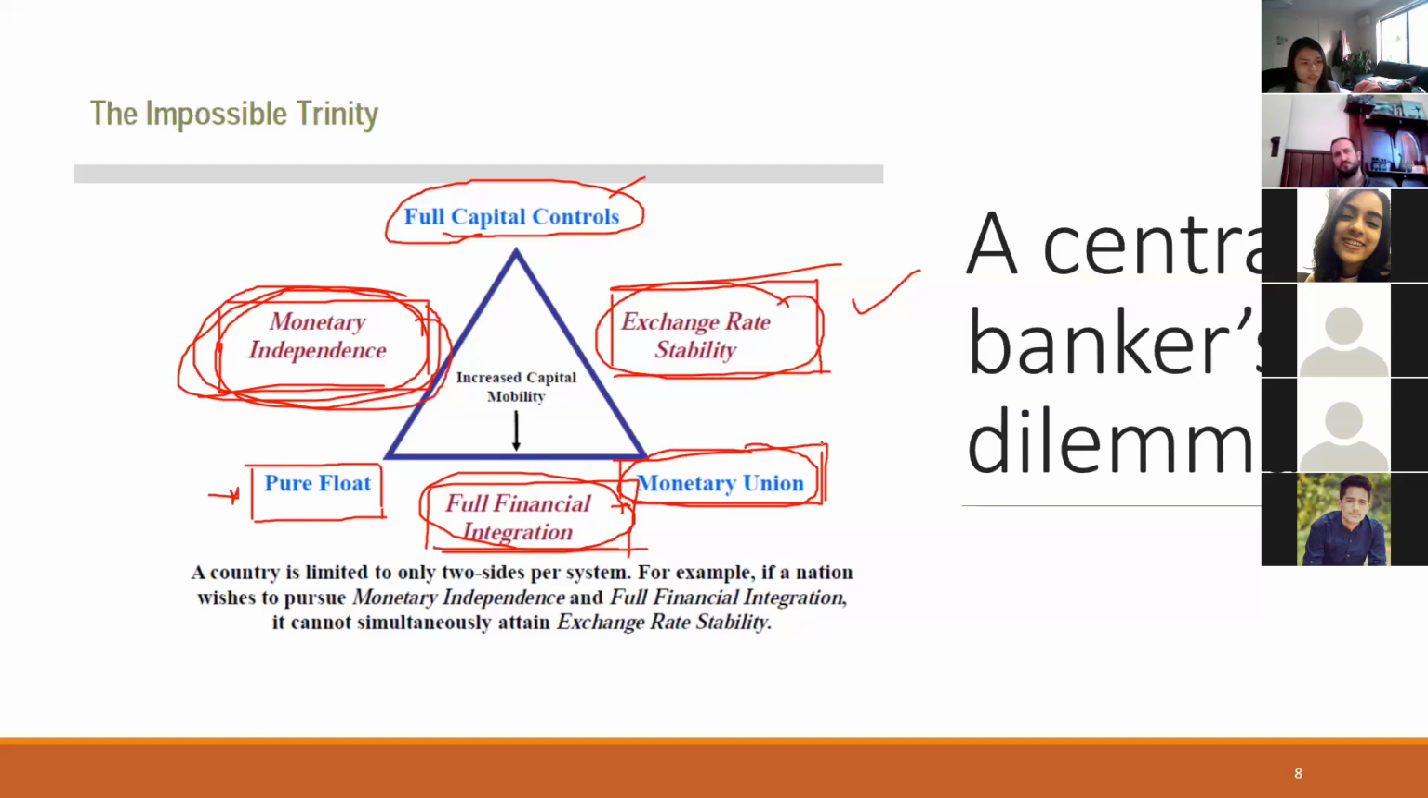But if I am part of a union, I've got exchange rate stability. So if I trade with the union members, I don't have to worry about exchange rate at all. At the same time, I still have full financial integration with the member countries. So as you can see, regardless of the exchange rate regime that you choose, you will have to give up one or two objectives. If you want to achieve stability, you've got to give up either integration or independence.